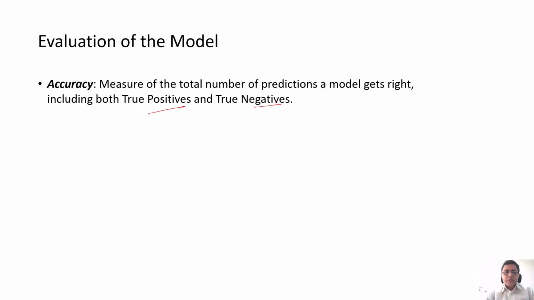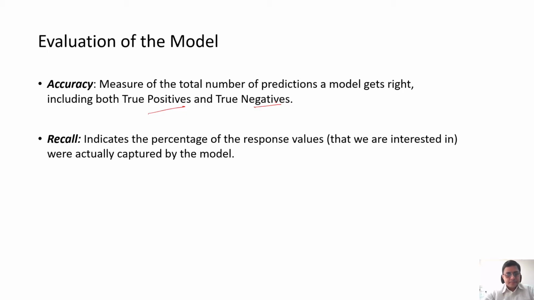Okay, I am interested in both y is equal to 1 matching in observation and in prediction, and y is equal to 0 matching in observation and prediction. So tell me the total number of correct predictions for your model. How many times the model got it right? That's accuracy.